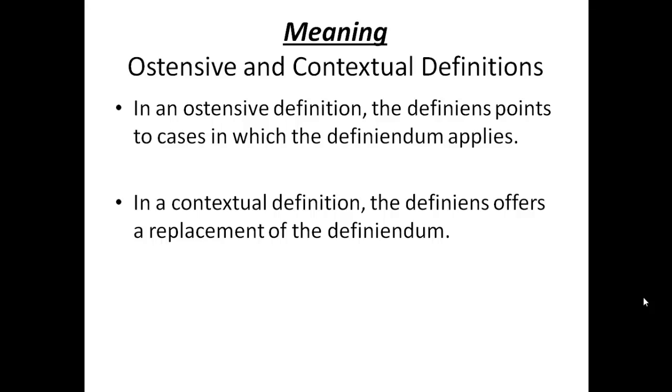And the second kind of definition that's sometimes used to help clear up meaning is a contextual definition. In that case, the definiens offers a replacement for the definiendum. An example of one such thing we've already seen. Remember, we had our shorthand symbol, equals by definition. So you'd say "A means B" is the same thing as A equals-df B. So that's a contextual definition.